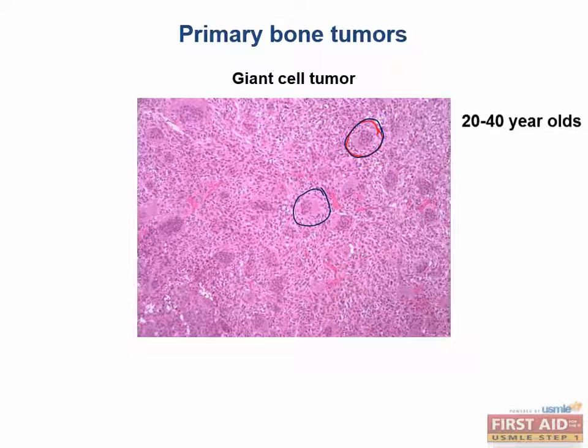Giant cell tumors express high levels of RANK ligand, which does what? It's a ligand that induces formation of the multinucleated osteoclasts. One more classic fact to know about giant cell tumors is that they're more likely to present in women.